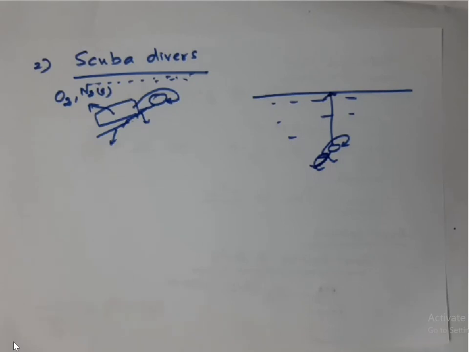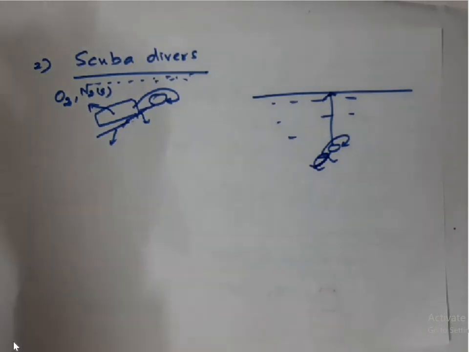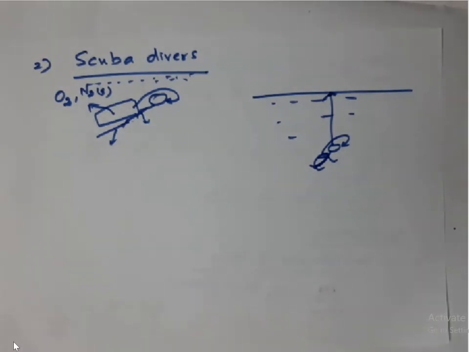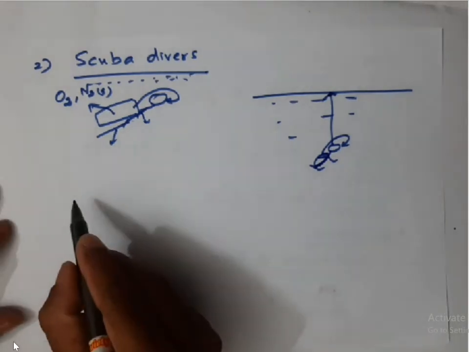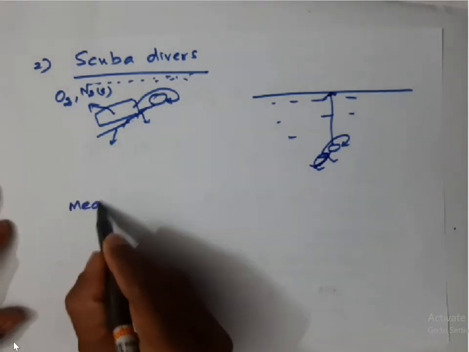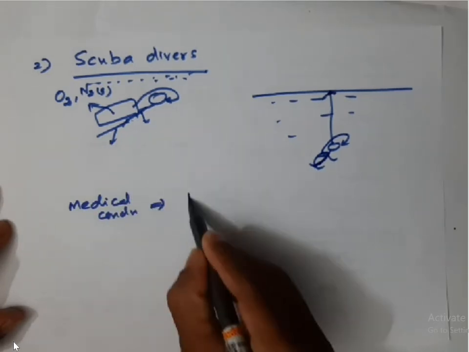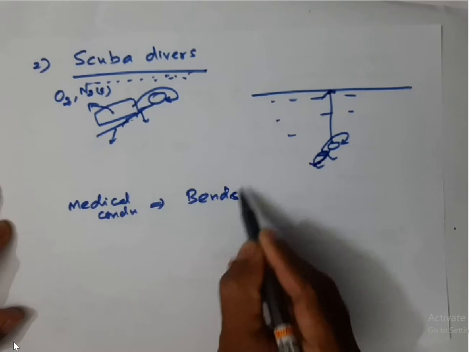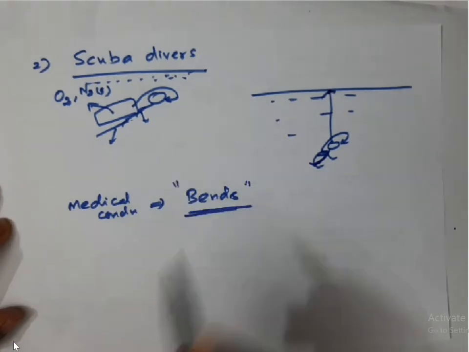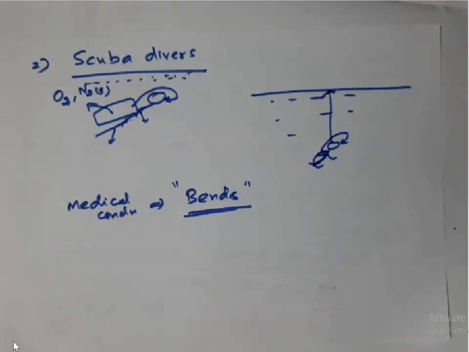The nitrogen gas gets dissolved in blood. This dissolved nitrogen starts to bubble out. When it bubbles out, what will happen? It creates a medical condition called bends.